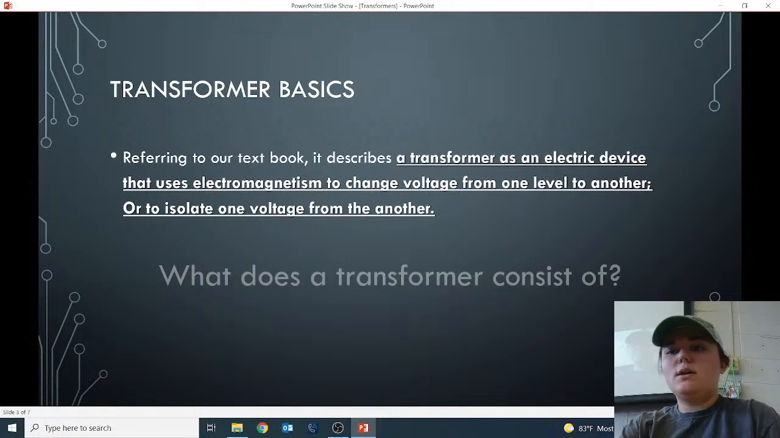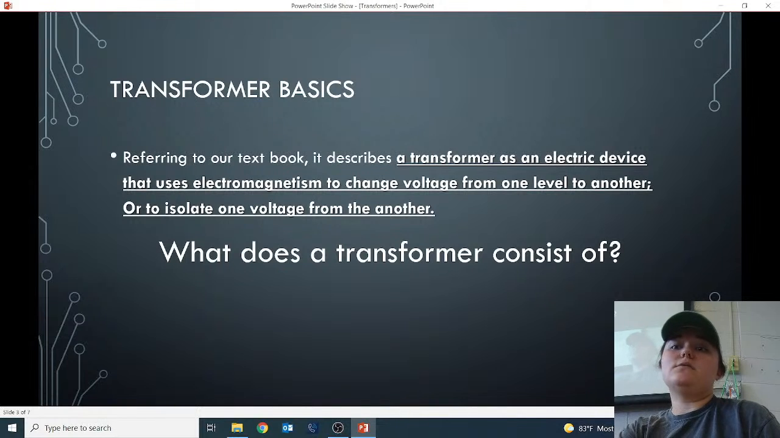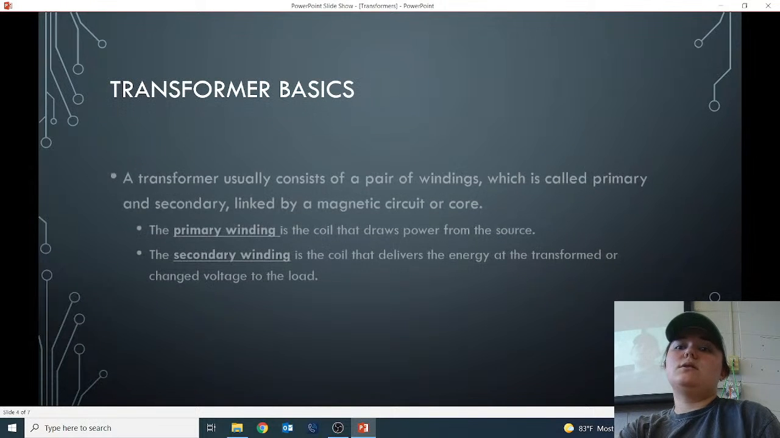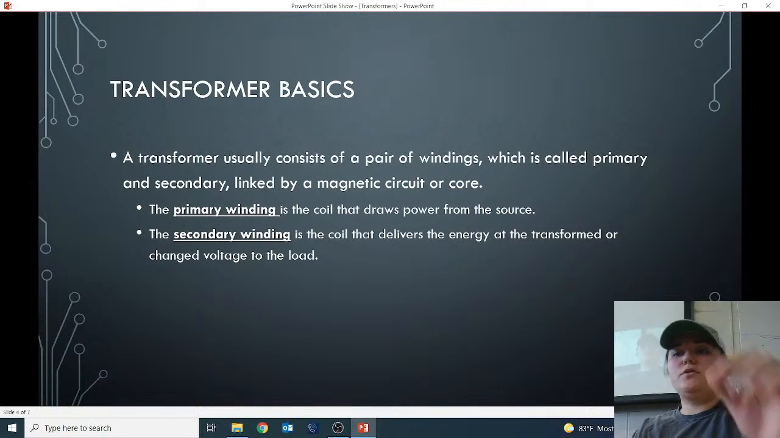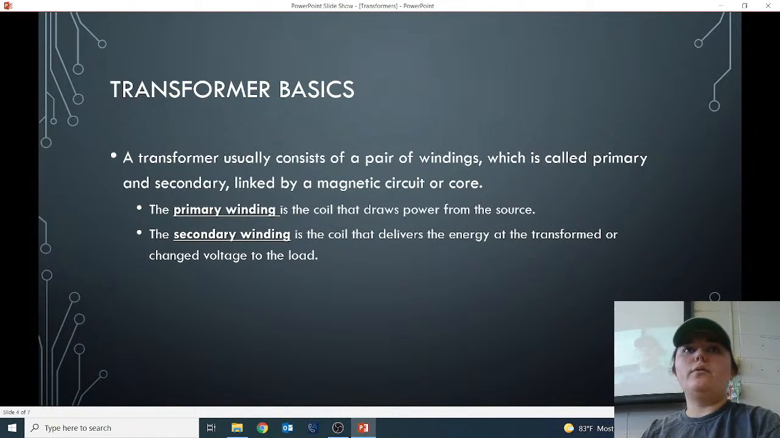Okay. So what does a transformer consist of? This is where you were talking about 2 windings. A transformer usually consists of a pair of windings, which are called primary and secondary, linked by a magnetic circuit or core. The primary winding is the coil that draws power from the source, and the secondary winding is the coil that delivers the energy at the transformed or changed voltage to the load. Is one longer than the other? It just depends. It depends on the turns ratio. So your primary winding is what's taking all that energy from the source, whatever power source. Take, for example, this next slide, I think.